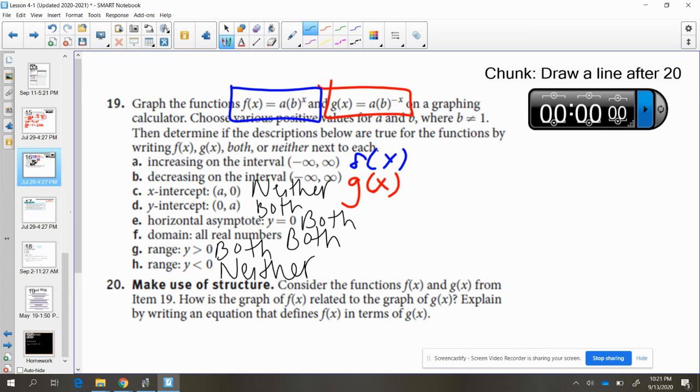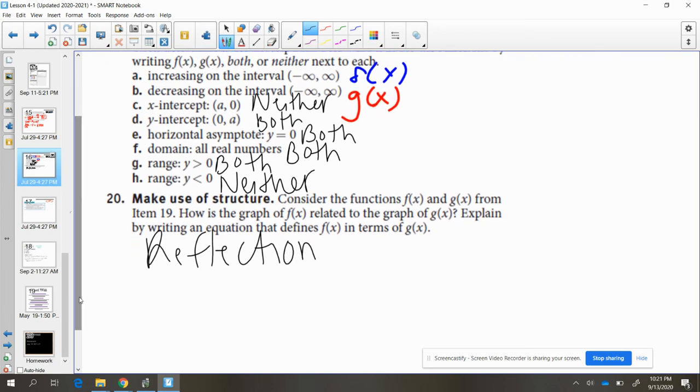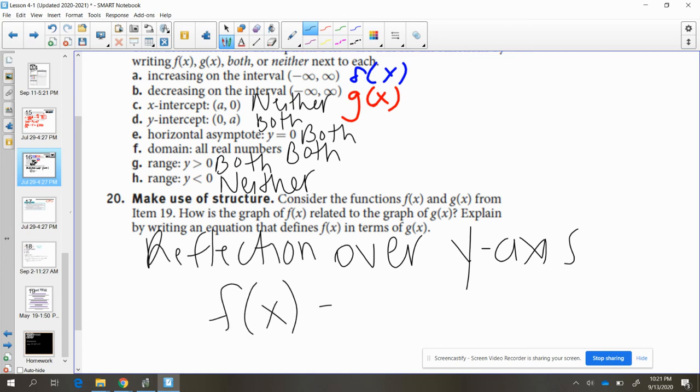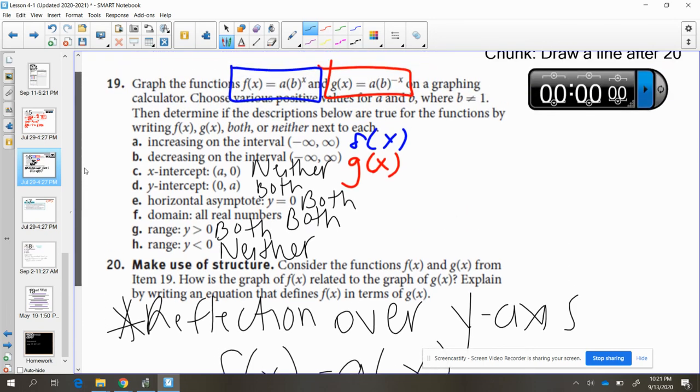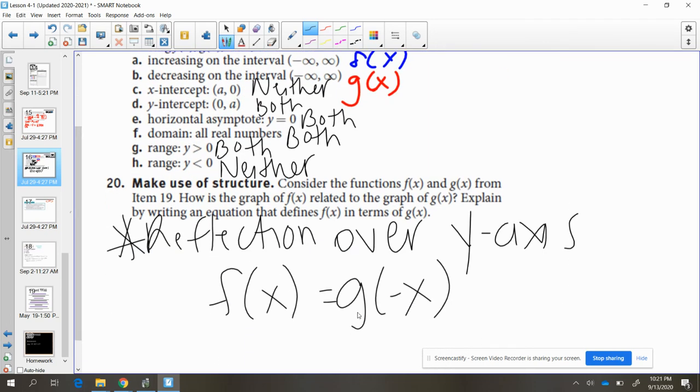Okay, and how are these two related to each other? Well, you can look at them as a reflection over the x-axis, excuse me, over the y-axis, aka we know that that's saying basically f of x is going to equal g of negative x. So that's how we write it algebraically, but looking at that, see it there. We'll talk more about why looking at that relationship is important in our next lesson.